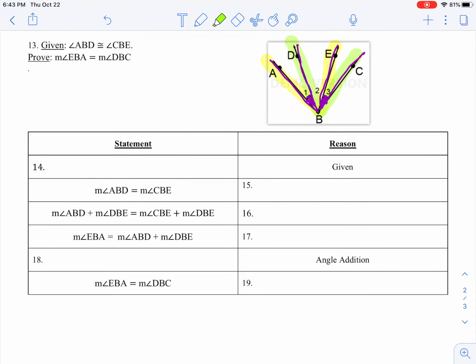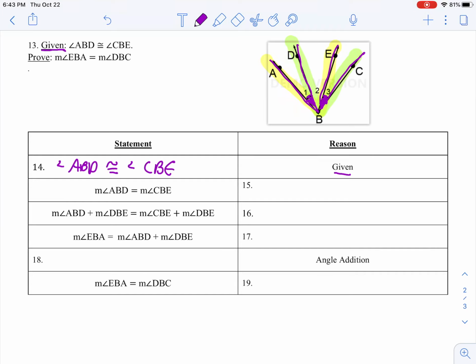This is our overlapping angles. And it kind of makes sense, okay? But let's prove it. All right, so the first statement is supposed to be our given statement. We can see that it's given us the reason. So I need to write this given statement. So I'm going to write that angle ABD is congruent to angle CBE. That is given.